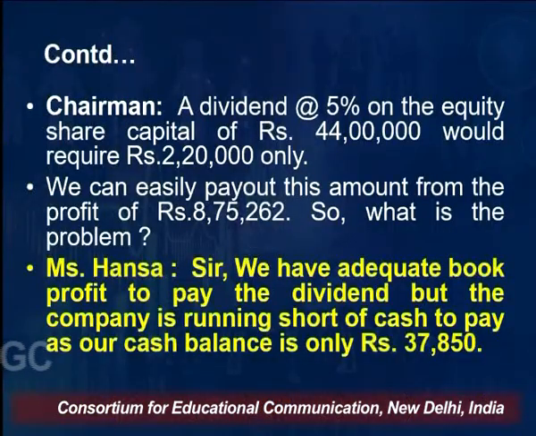And then the CFO responds that we have adequate book profit to pay the dividend, but the company is not having a sufficient amount of cash. The company is running short of cash to pay dividend, and she is citing the closing balance of cash present in the balance sheet of the company, which is only 37,850. Which means that the company has booked a good amount of profit, but the cash position of the company is not that good. The closing cash balance is equivalent to only 37,850.